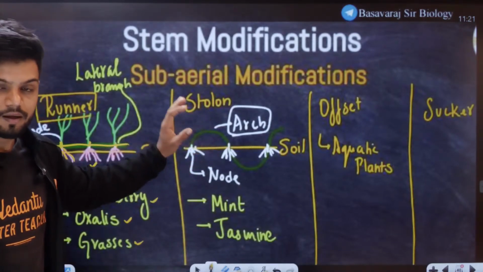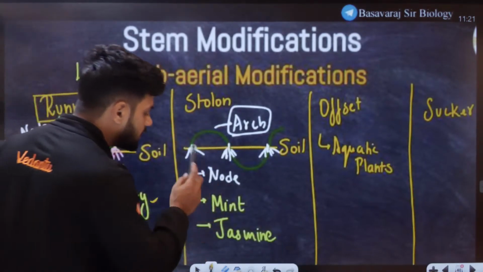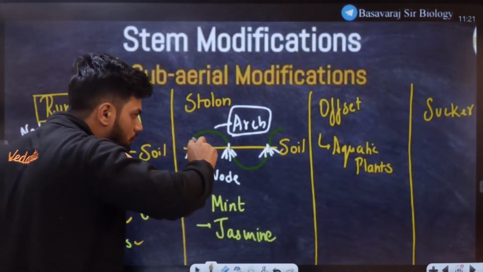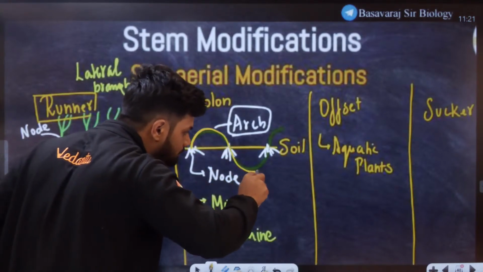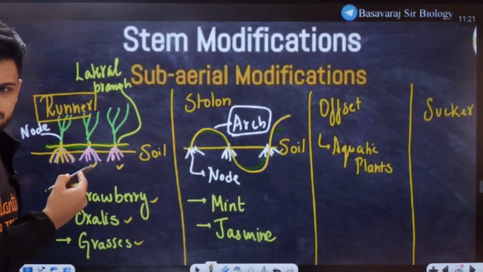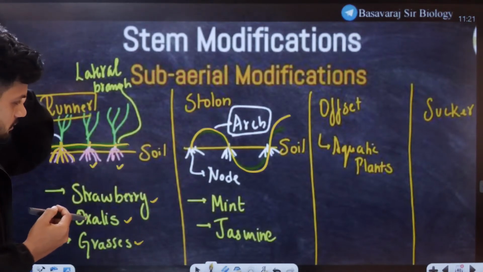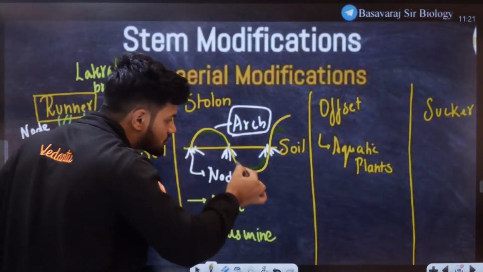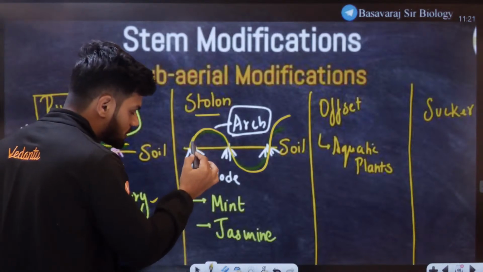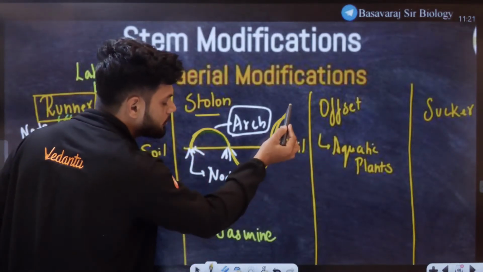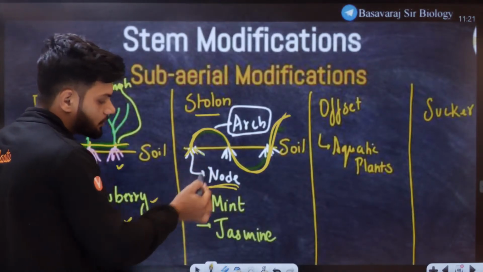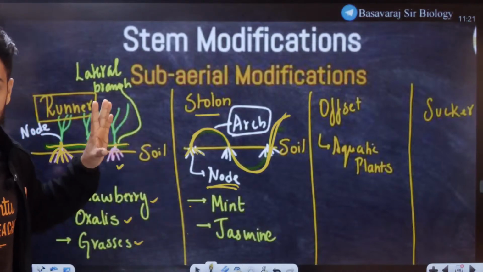Now, what about stolon? In the case of stolon also, we have a horizontal stem. But here in the case of stolon, the shoot will grow and the shoot will go underground again. The shoot will grow up again. So here we can see a sine wave. Students, is it sine or cos? I don't remember. Okay. It is a wave-like structure or arch that can be seen here in the case of stolon. Shoot is arising at a node, going down, going up, going down. Here, this is the nodal region where we can see root development. Examples are mint and jasmine.